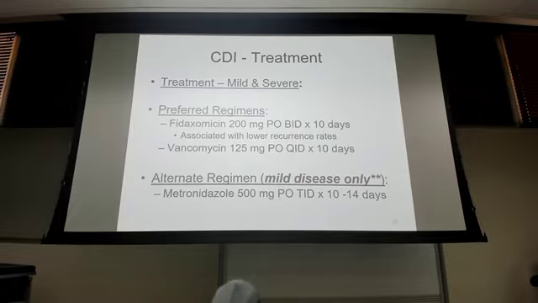Yeah. So for mild and severe treatment, preferred regimen is going to be the fidaxomicin, and it tells you there how often, for how long. And then vancomycin, 125 mg PO QID times 10 days. If our patients have mild disease only, you can go with metronidazole, 500 milligrams, 3 times a day for a couple of weeks.